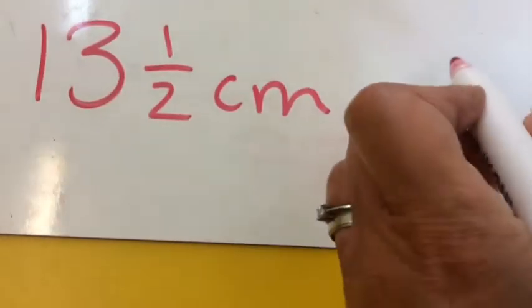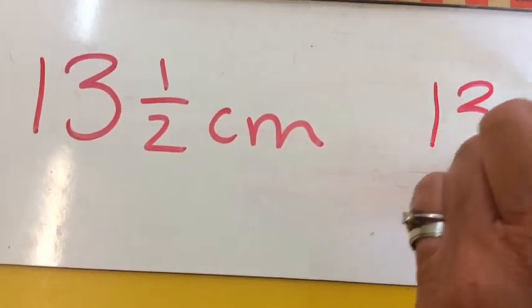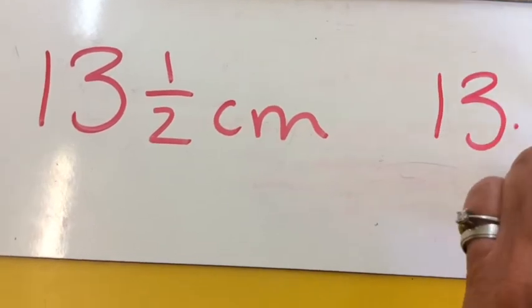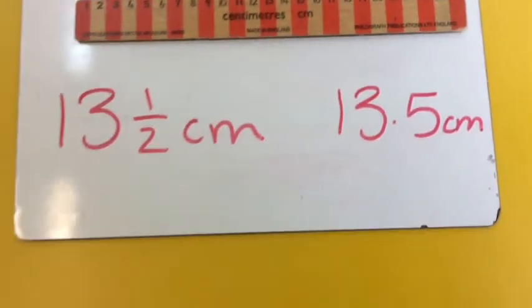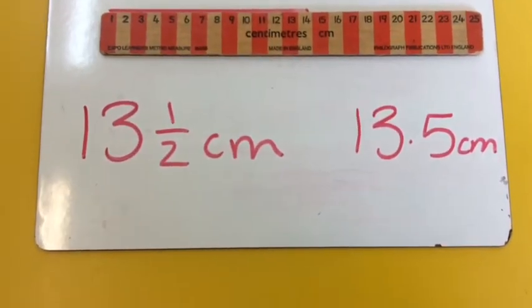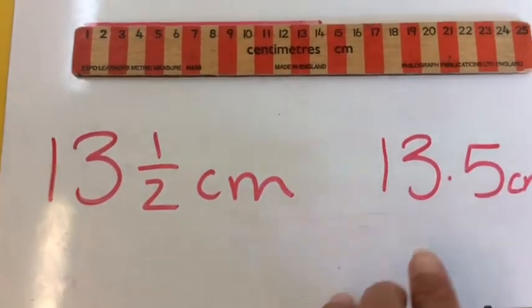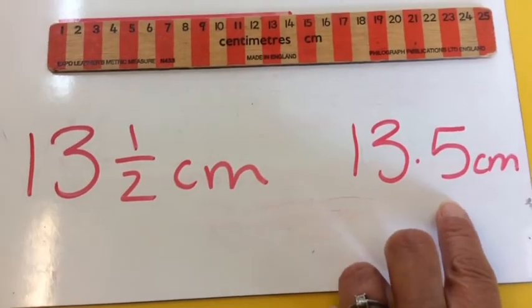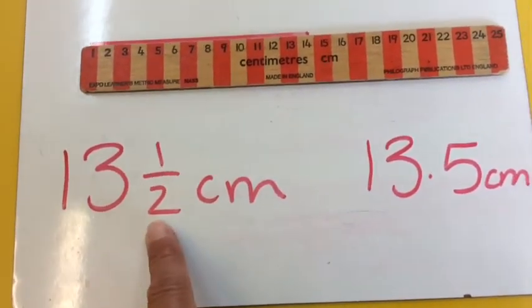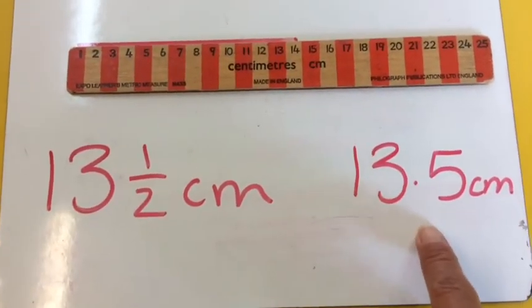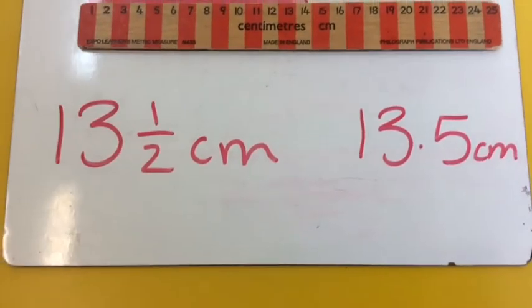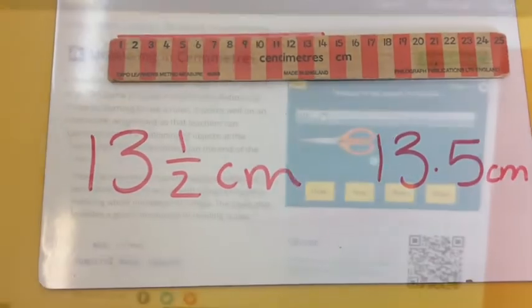But the more modern way of writing it is 13 decimal point 5 centimetres. So if you're happy working with that, you can move on to the next bit. I always remember that 0.5 is half, because half of £1 is 50p. That's just me, that's the way I remember it. It might help you too.